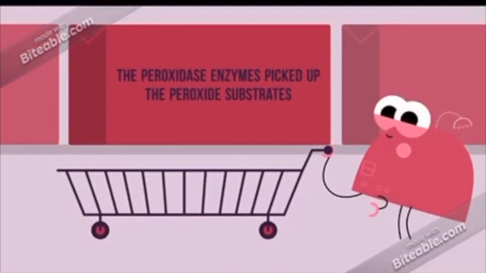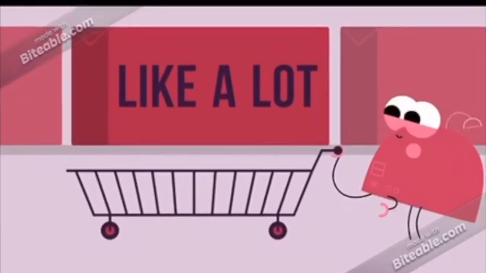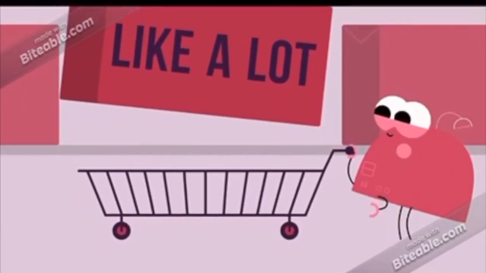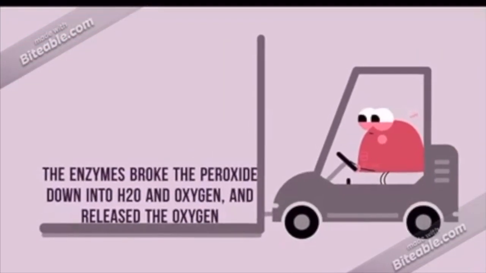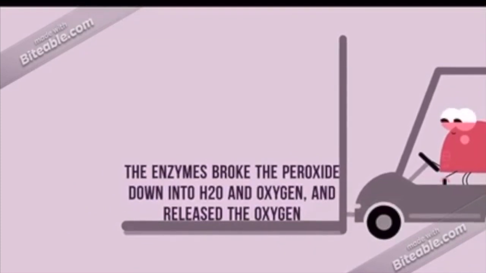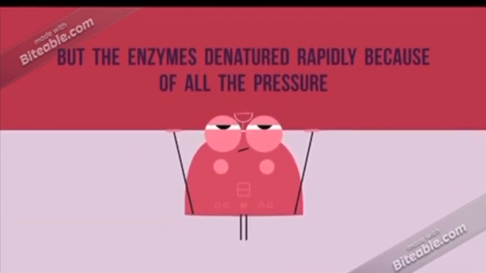The first trial we tested was with 6% hydrogen peroxide. The enzymes were breaking down a lot of substrates, like a lot. This concentration only released 9 milliliters of oxygen. This happened because many of the enzymes were denatured since there was too much pressure from all of the substrates.